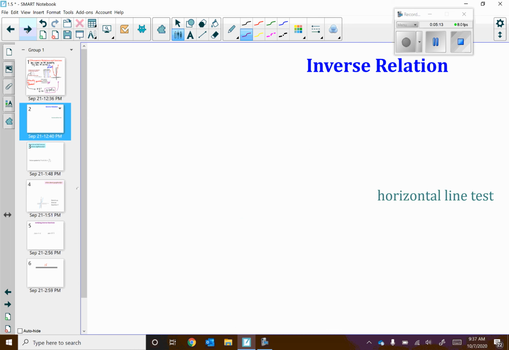Let's talk about inverse relations. Inverse relations swap x and y. That's the main thing that they do. They swap the x and the y values.